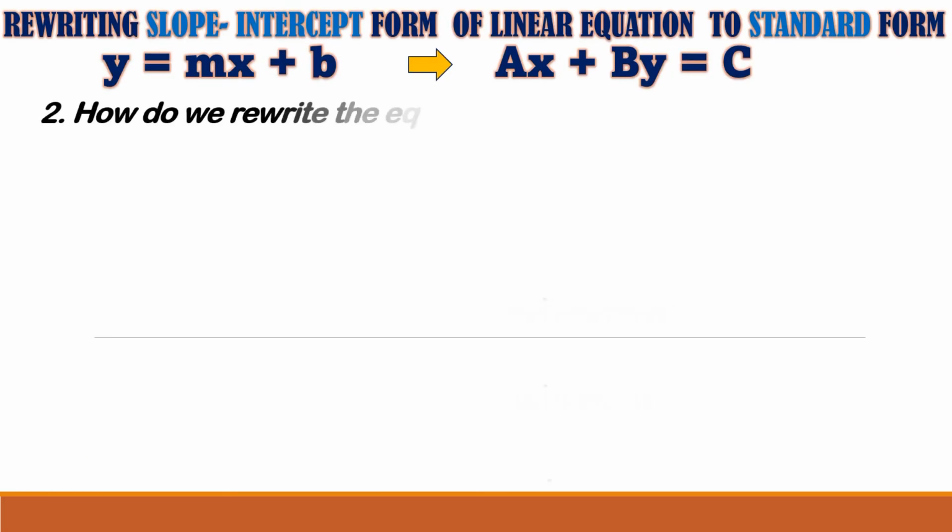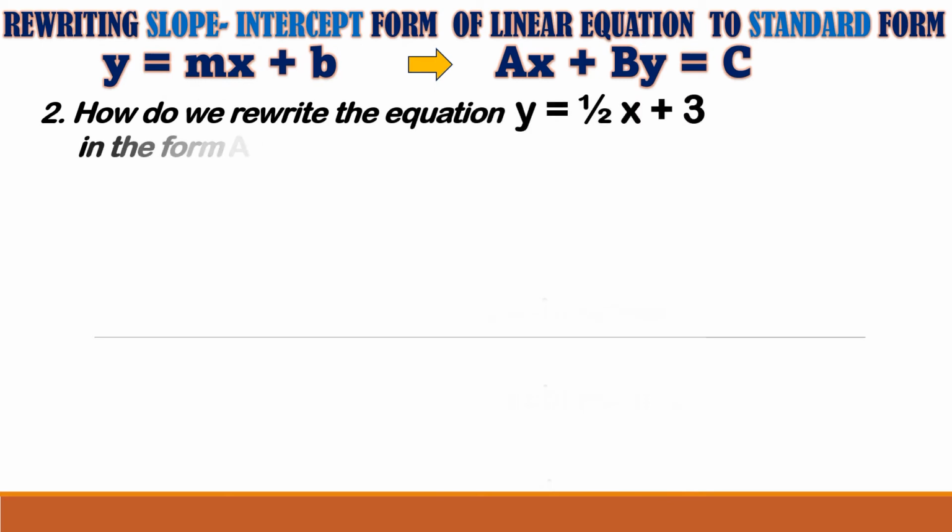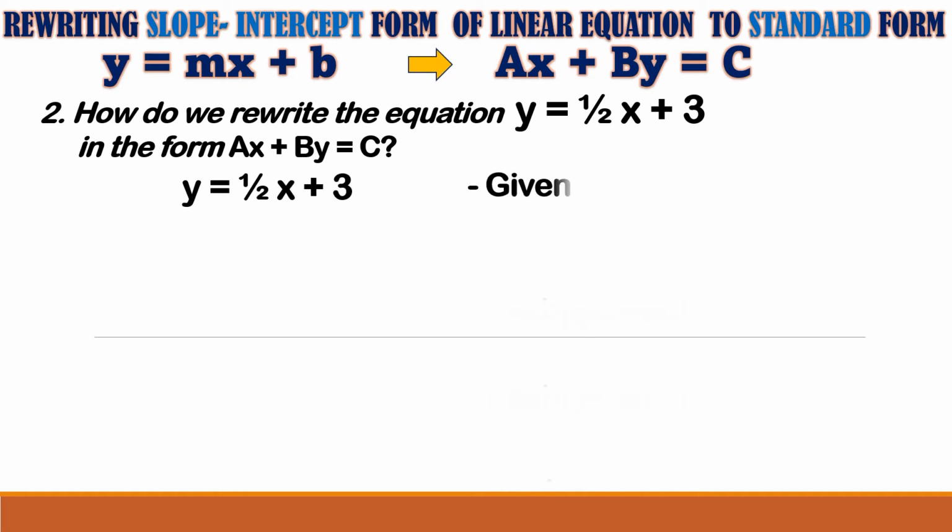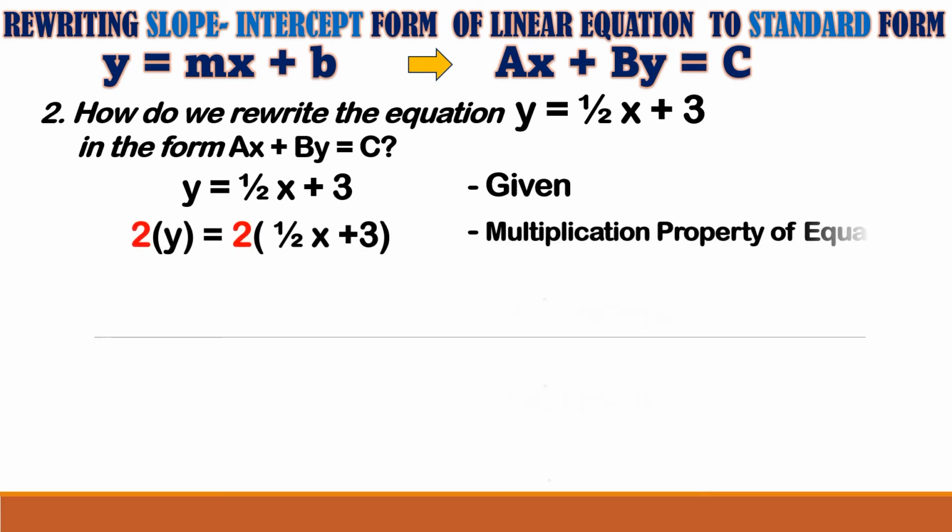Example number 2. How do we rewrite the equation y equals 1/2 x plus 3 in the form ax plus by equals c? So we have the given equation y equals 1/2 x plus 3, and we're going to remove the denominator 2 by applying the multiplication property of equality. So in here, we're going to multiply 2 to both sides of the equation.